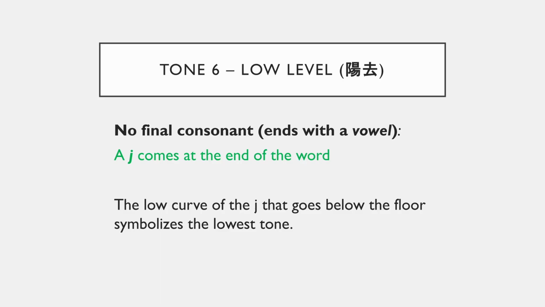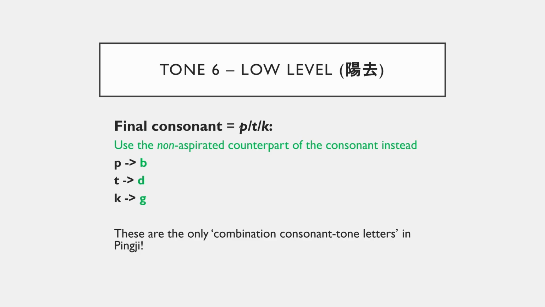Alright, so going back to the rules. That's the first rule. So the next rule is when the final consonant is a p, t, or k sound. Here the rule is use the non-aspirated counterpart of the consonant. So what do I mean by that? Remember when I introduced the consonants, each of these letters had a counterpart. So p with b, t with d, and k with g. And so you're just gonna use the other letter. So replace p with a b, t with a d, and k with a g.